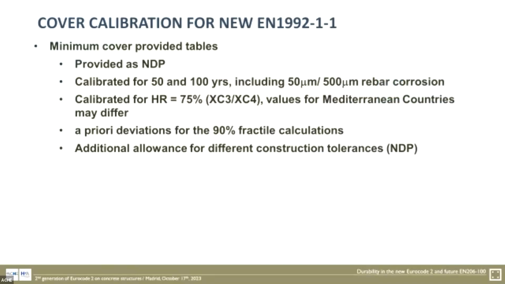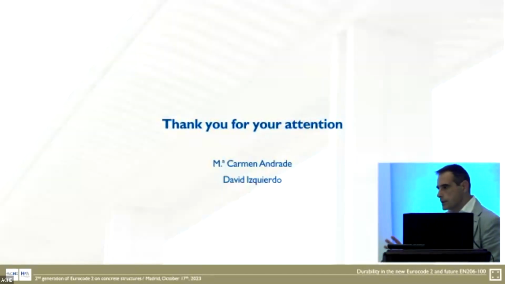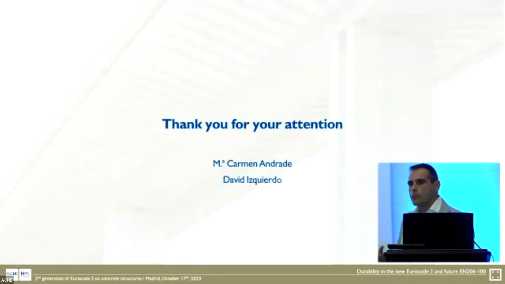And we adjust some deviation for the next fractiles. And we also take into account some additional allowance for different construction tolerances that may be modified by nationally determined parameters. So that's a summary of everything. If you have any doubt, you have the paper with all the models and all the data.